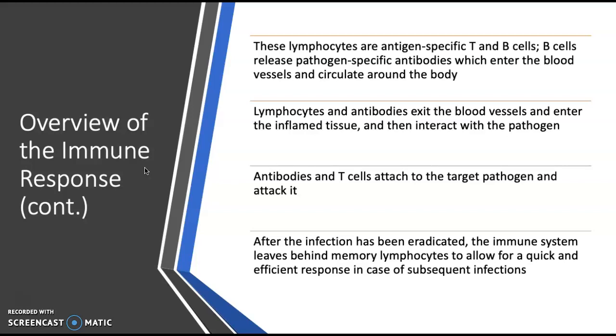Now, lymphocytes and antibodies exit the blood vessels and enter inflamed tissue and interact with the pathogen. These antibodies and T cells attach to the target pathogen and attack it. This destroys the pathogen and eradicates the infection. Then the immune system leaves behind memory lymphocytes, like I spoke about earlier. These memory lymphocytes make it easier for the immune system to respond to a subsequent encounter with that same pathogen.